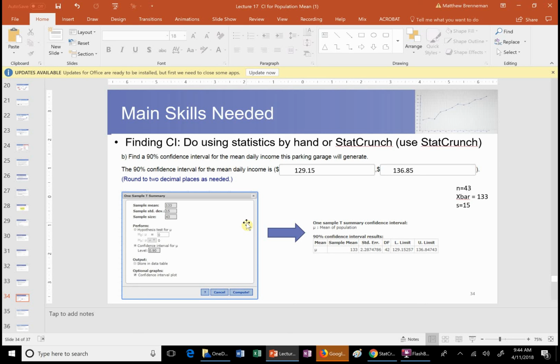If you didn't do it using StatCrunch, you'd have to compute the standard error, which we could do. It would be 15 divided by the square root of 43. And then I have to compute the confidence interval. I have to compute the critical value. And my degrees of freedom would be 42. And the probability I'd put in the left tail would be 5%. And you could do that, but it's a lot more work.